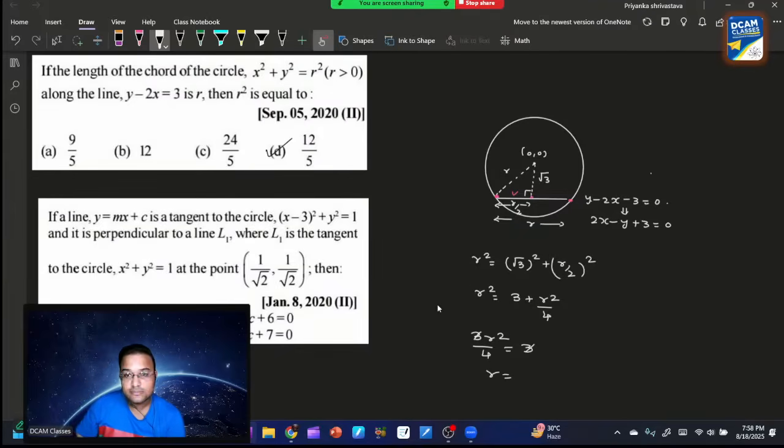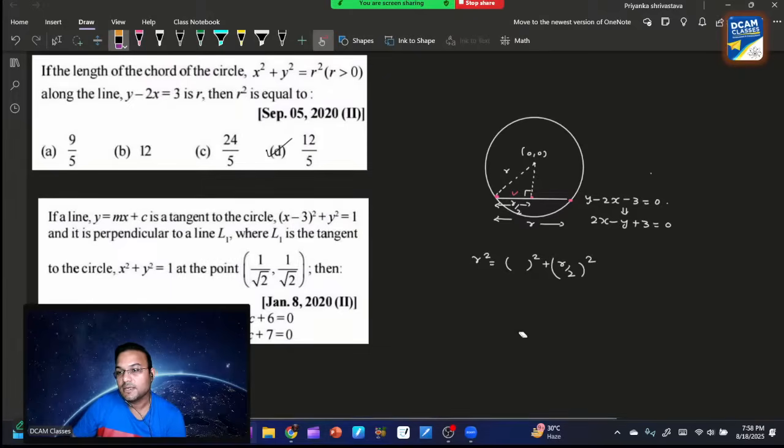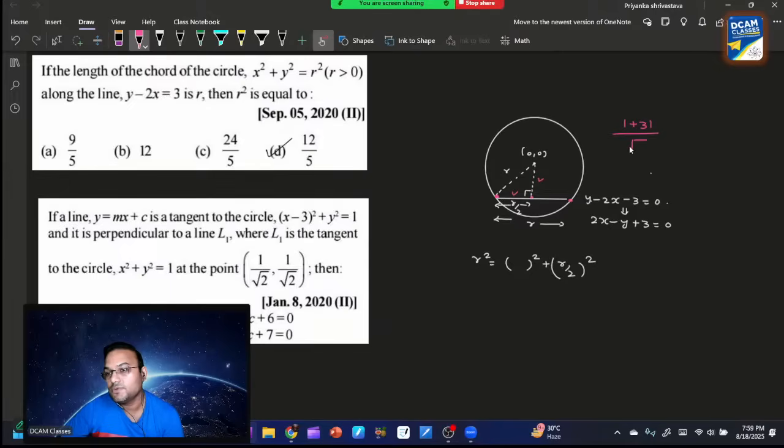r square equals 3 upon under root 5 whole square plus r by 2 whole square. I have made many mistakes. It is not root 3. I found it wrong. This perpendicular distance will be modulus of minus 3, modulus of plus 3, divided by root 2 square plus 1, means root 5. This is 3 by root 5.